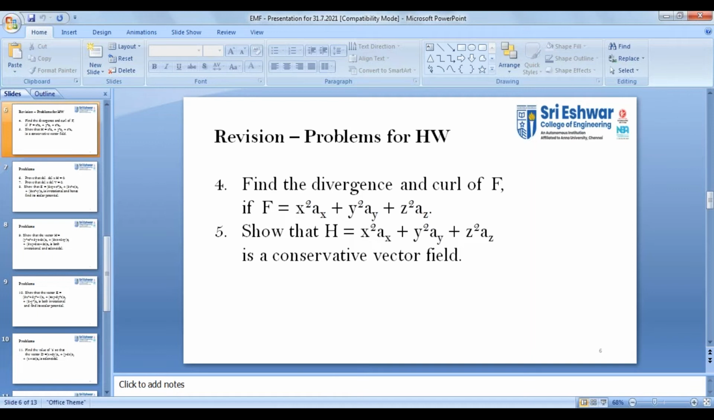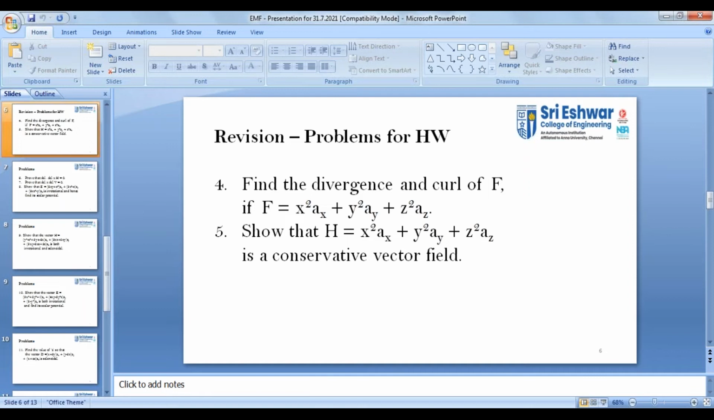Irrotational vector, sir. What, ma'am? Irrotational vector, sir. It is the other name for irrotational vector. Am I right? It is the other name for irrotational vector, conservative.